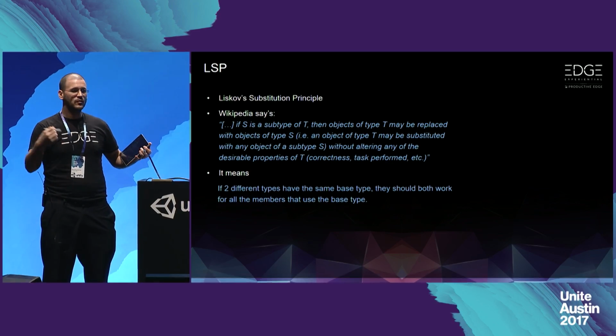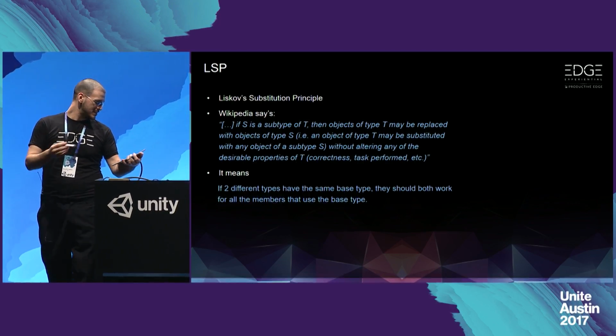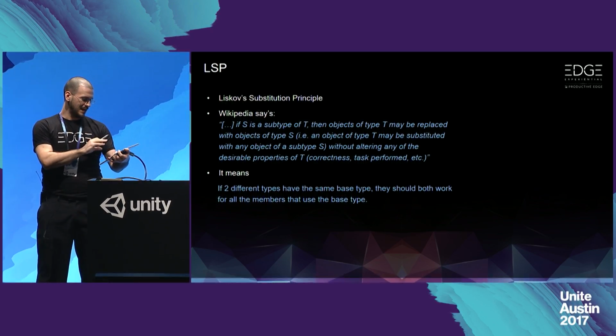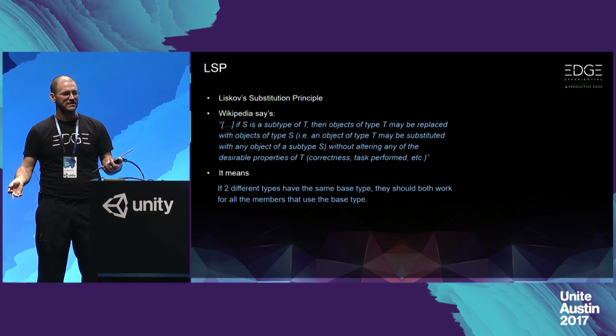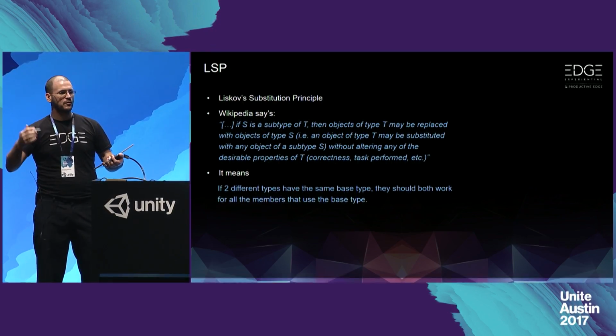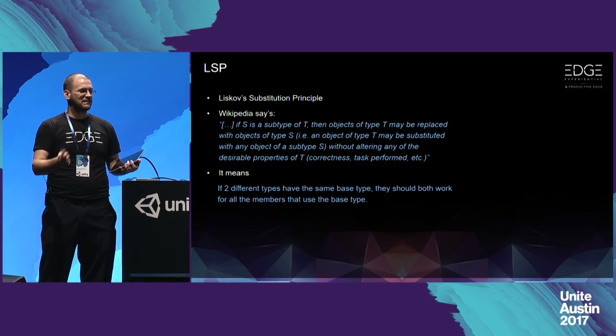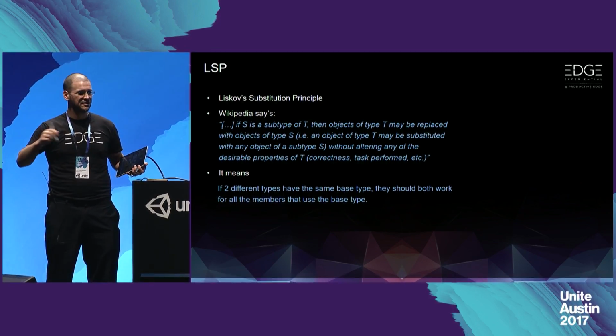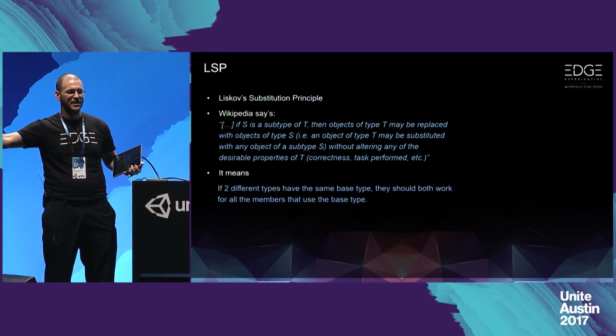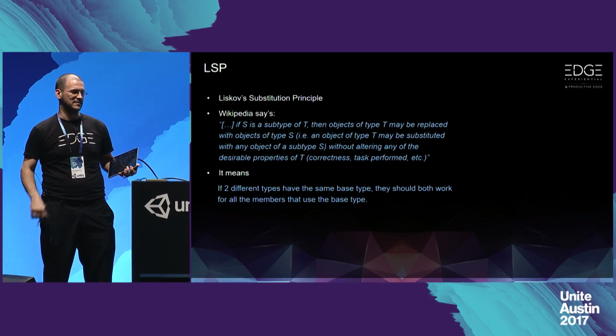All right, so what does this mean? Really what it means is if there are two different types and they have the same base class, then they should both work as that base class or as that base type. So if I inherit from string, I should still be able to pass my class into any method that works with a string and still expect it to work.